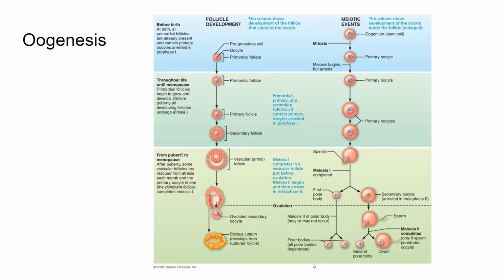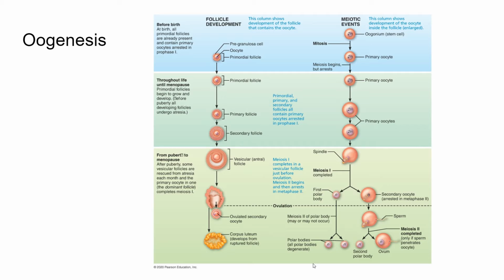So oogenesis, again, is the production of the female gamete, which is called the ova or the ovum, or sometimes just called the egg cell. Oogenesis begins in the fetal period, meaning when the female is first being developed in the womb of her mother, she is developing those eggs.